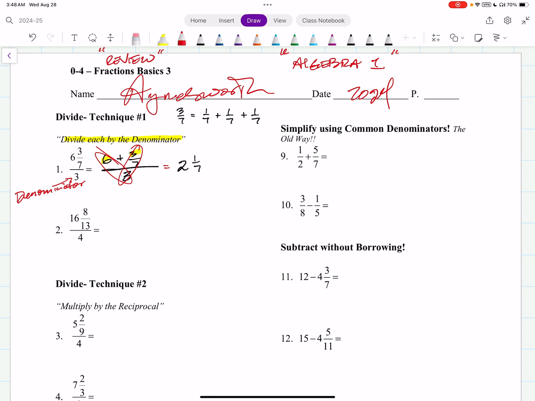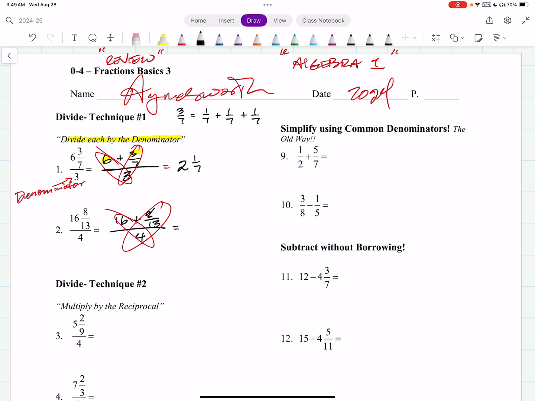Now the next one here is approached the same way. 16 and 8/13 is actually a sum of two numbers: 16 plus 8/13. There's an invisible plus sign here between the whole number and the fraction. When you say 16 and 8/13, you're actually adding those two different numbers, right? So you divide them both by 4. So what's 16 divided by 4 and what's 8/13 divided by 4?